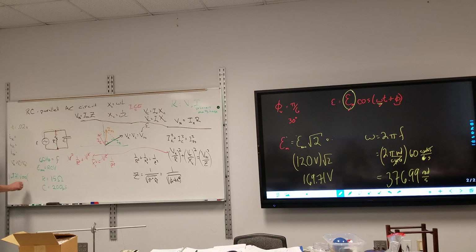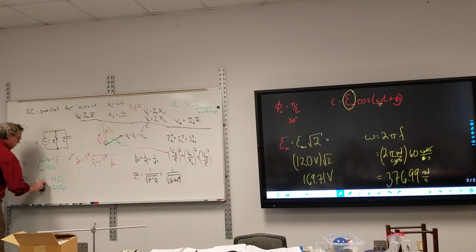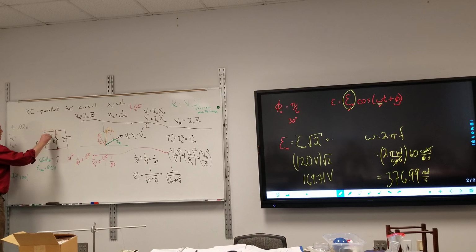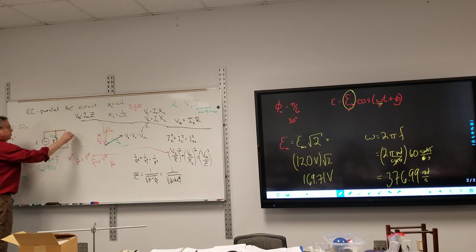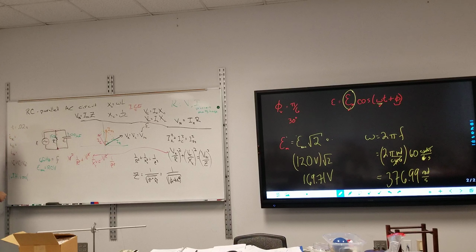Cosine of, I'm going to run out of room. So 15 ohms and 200 microfarads. I think that's what I had written down. So equals, and then this was 376.99 radians per second time plus 5/6. Or if you want to go ahead and do the math there, we can put down a decimal. We have to at some point.